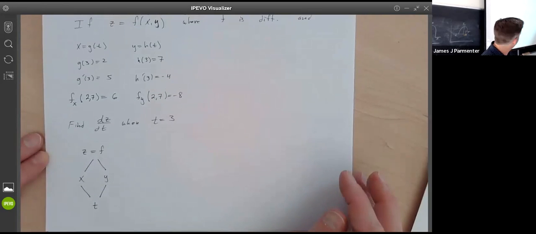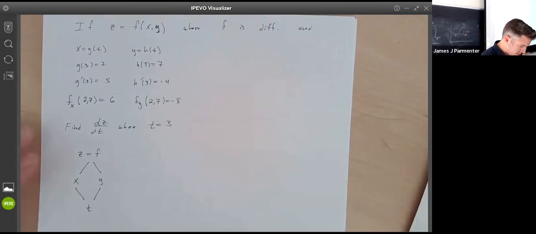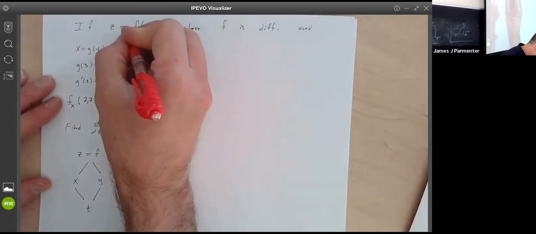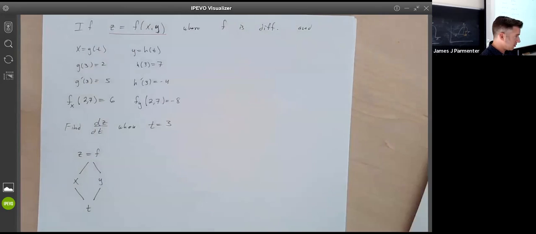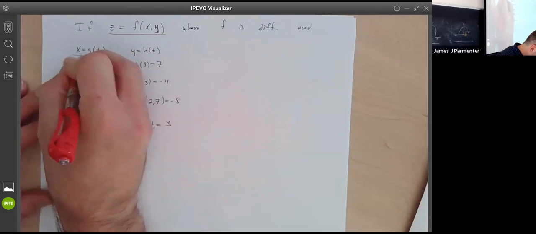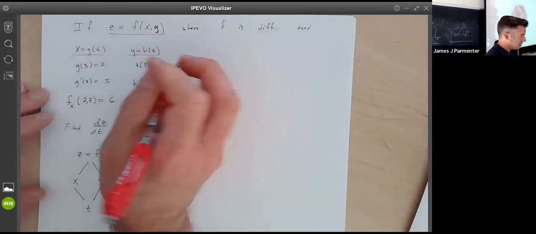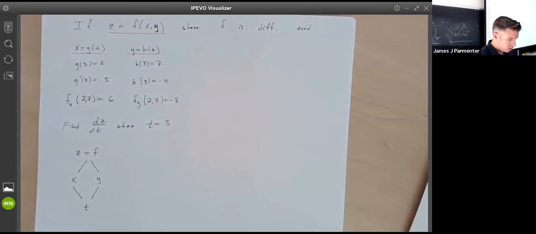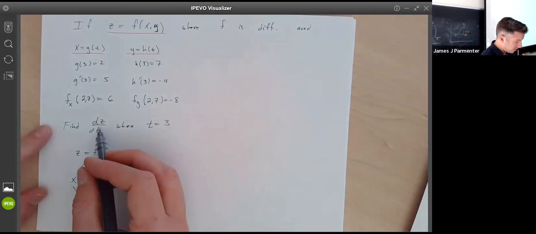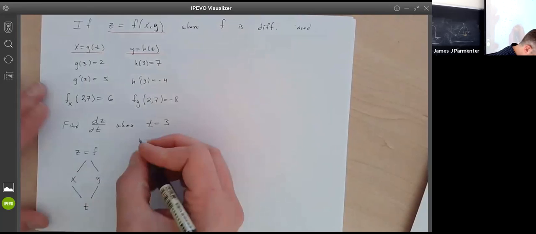We know this from the information given here. We know that f depends on x and y, or z depends on x and y, either way you want to say it. And we know that x depends on t, y depends on t. Or using more formal words, z is a function of x and y, which are both functions of t. All right, I want to find dz/dt. Well, we know how to do this.